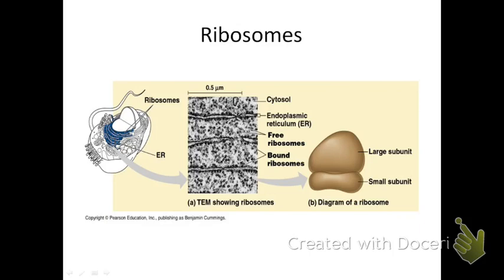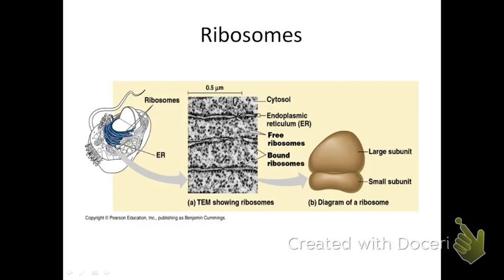These free ribosomes float freely in the cytoplasm of a cell. They're found in all types of cells, prokaryotic and eukaryotic. These ribosomes make proteins that will stay inside the cell for use by the cell, like enzymes associated with metabolism or DNA replication.